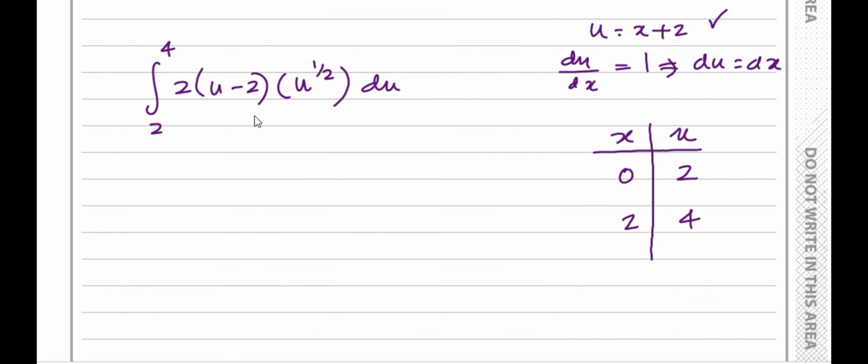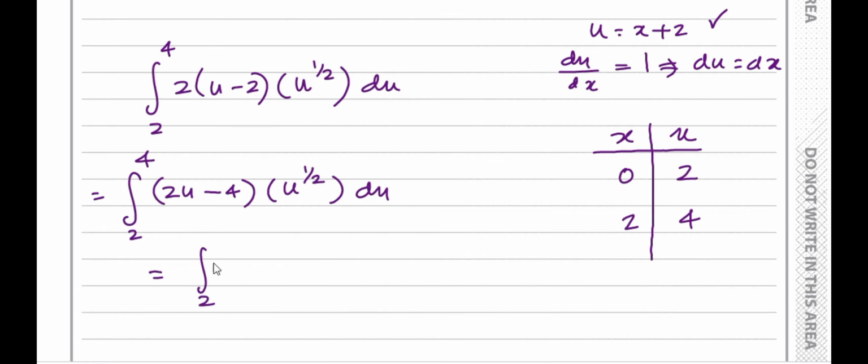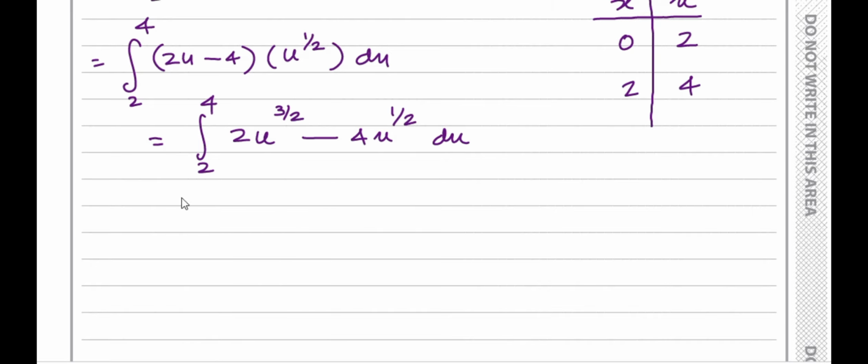Let's simplify this before we start actual integration. So this is equal to the integral between 2 and 4 of (2u minus 4) times u to the power of half du, which is equal to the integral between 2 and 4 of 2u to the power of 1 plus half, which is 3 over 2, minus 4u to the power of half du. This is ready for integration now.